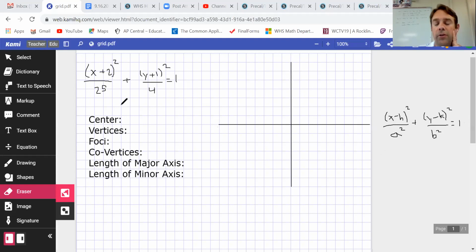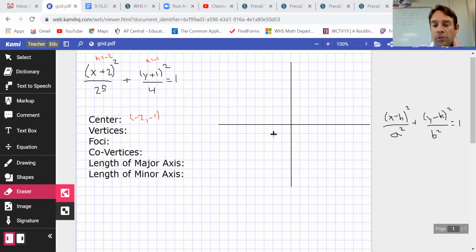All right, so first thing we have to do is h and k. Just like before, the h is always going to be the opposite. Same with k. We've already seen this on the conic form of a circle and the conic form of a parabola. So we have our center that is (-2, -1). I'm going to go ahead and graph that center.